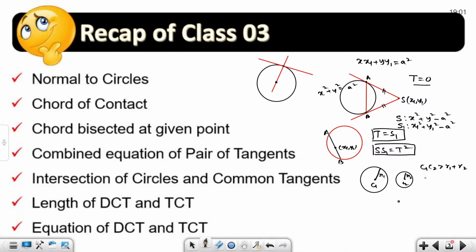In that case, we are going to have 4 common tangents, out of which 2 will be direct common tangents and 2 will be transverse common tangents, right? This we have already covered in our previous class. And then if these two circles are touching each other externally, then the condition was C1C2 equals to R1 plus R2, where R1 and R2 are the radii of the given two circles respectively.